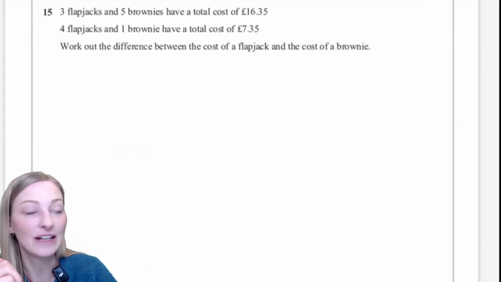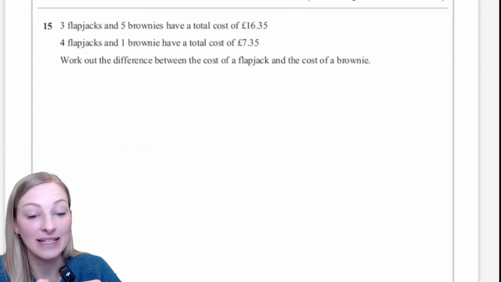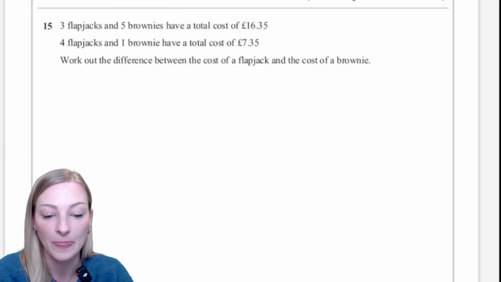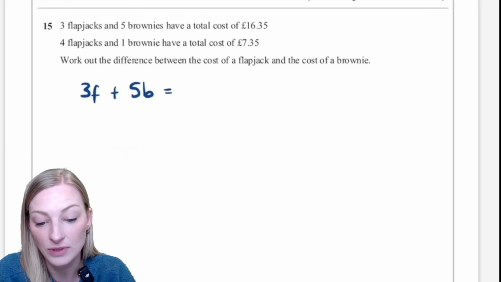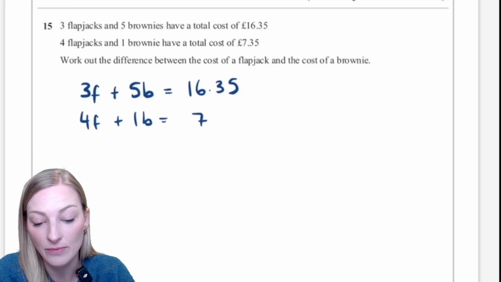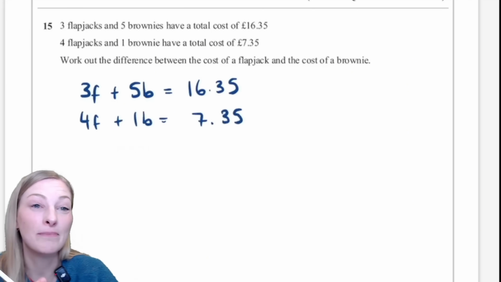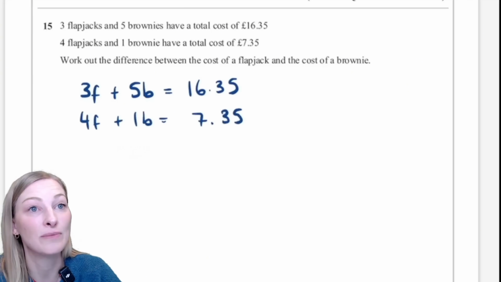Question number 15. 3 flapjacks and 5 brownies have a total cost of £16.35, and 4 flapjacks and 1 brownie have a total cost of £7.35. Work out the difference between the cost of a flapjack and the cost of a brownie. So I'm going to put 3F add 5B equals 16.35, and 4F add 1B equals 7.35. And now it might look a little bit more familiar as simultaneous equations.